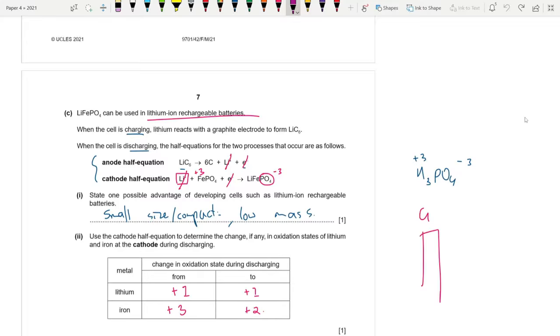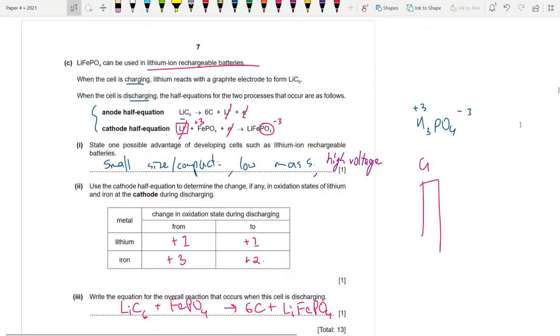Basically, they're very small. They're compact. They have a low size, low mass, okay? That's a very good advantage. There's another advantage: it can supply a high voltage. That explains why it can run our phones, right? When the cell is charging, lithium reacts with the graphite electrode to form LiC6. When the cell is discharging, the half equations for the two processes that occur are as follows. Use the cathode half equation to determine the change, if any, in oxidation states of lithium and iron at the cathode during discharging. Let's try to figure this out, right?